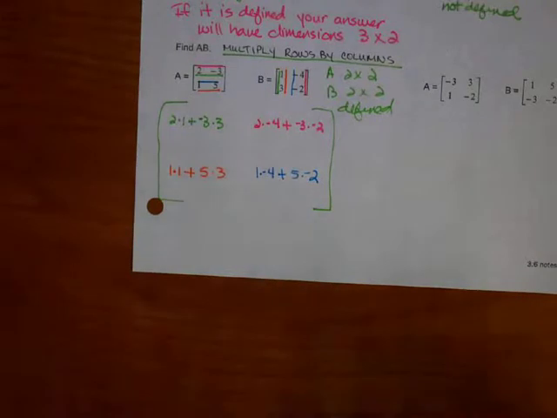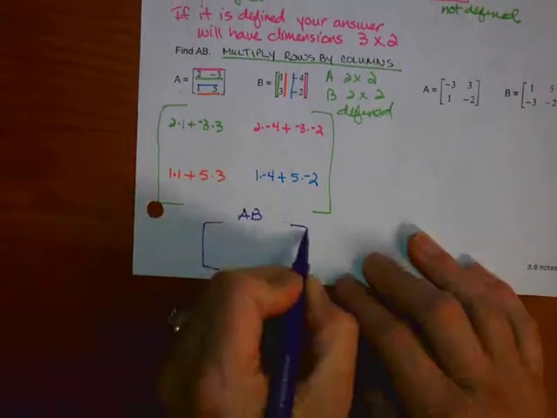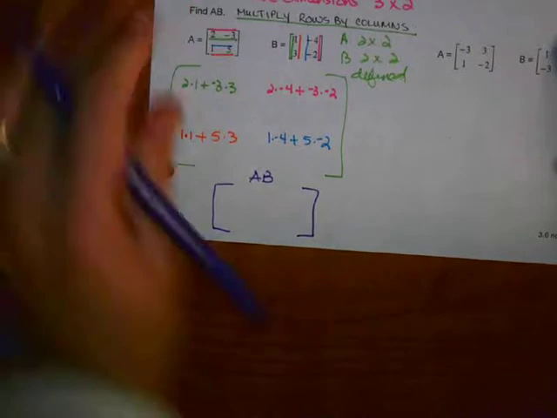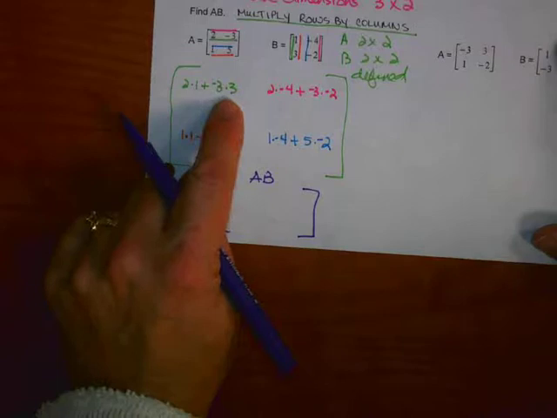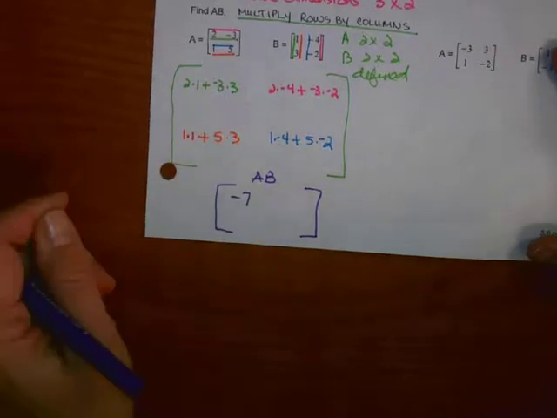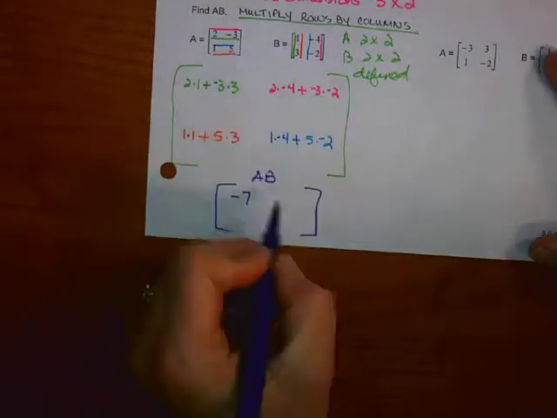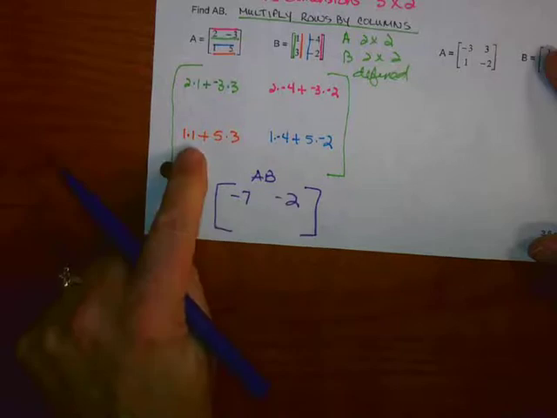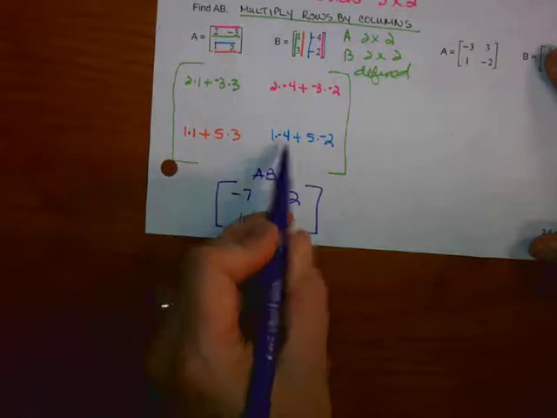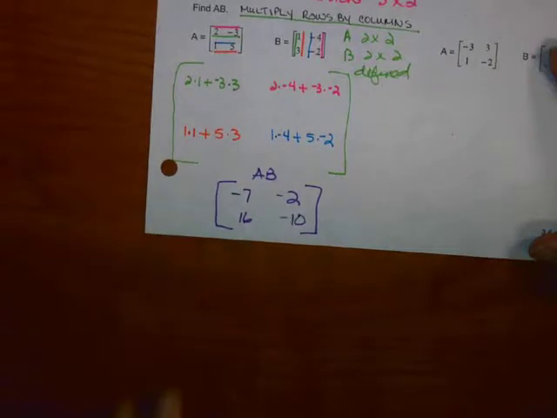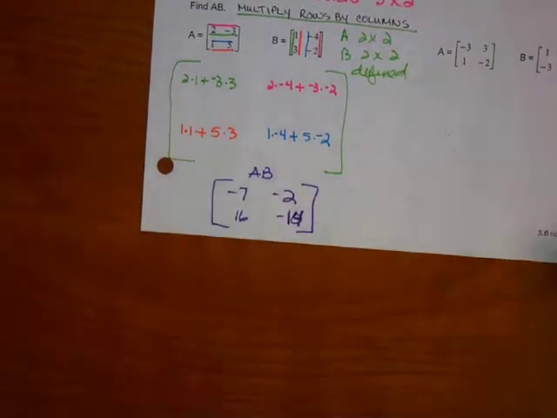Then I rewrite my answer. So my product, AB, is going to equal a 2 by 2. And I just have to do the math here. 2 plus negative 9. What does that equal? 7. So the first element is negative 7. Negative 8 plus 6 is what? Negative 2. 1 plus 15, 16. Negative 4 plus negative 10 is, excuse me, negative 14. So this is the product.